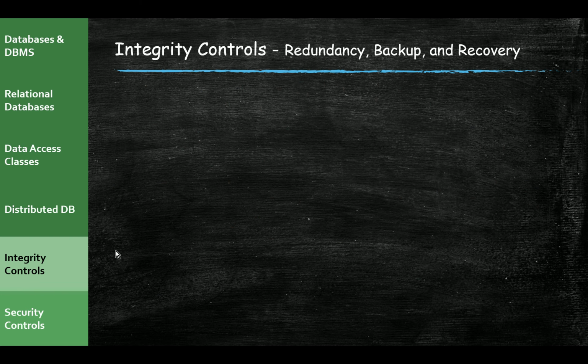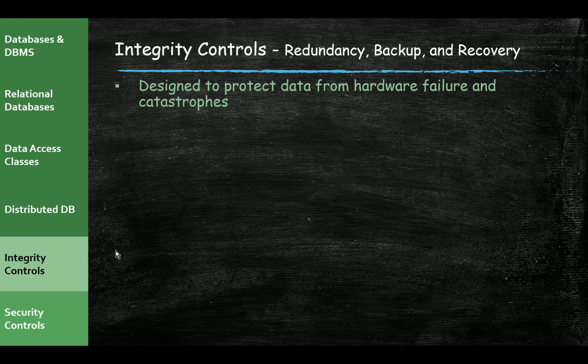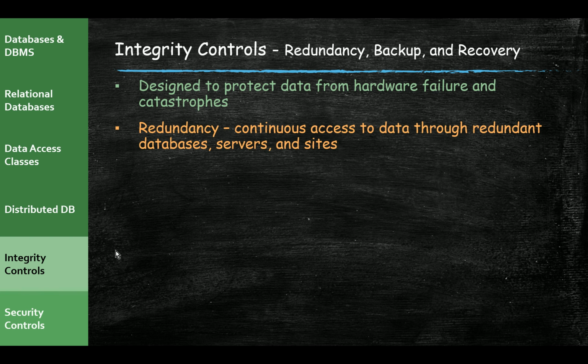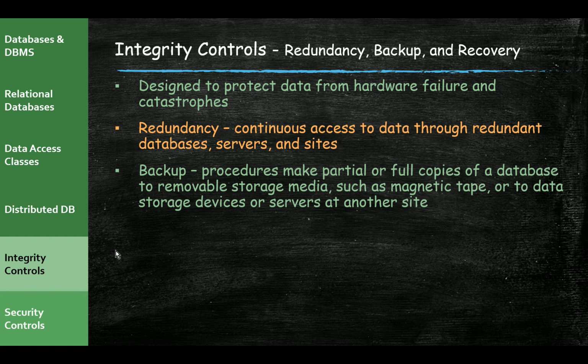So integrity controls for redundancy, backup, and recovery are designed to protect data from hardware failure and catastrophes. Redundancy is continuous access to data through redundant database servers and sites. So redundancy is not recovery from backup. Redundancy is all about business continuity.